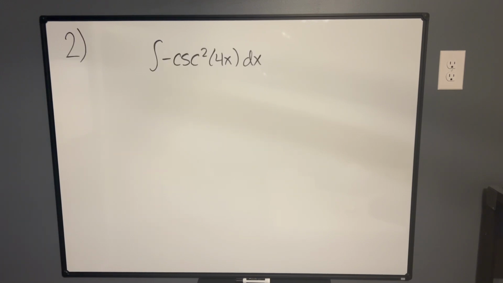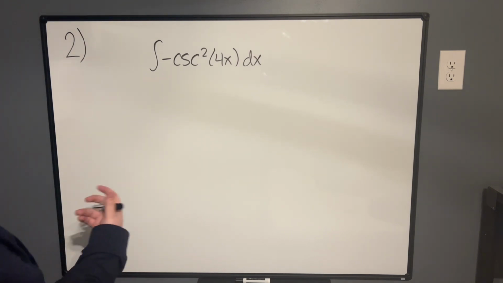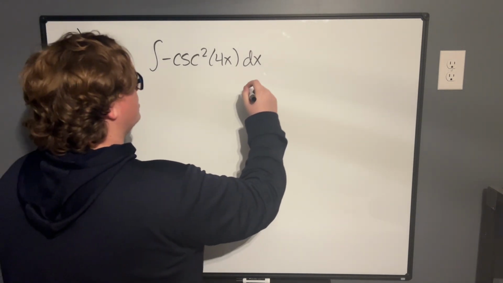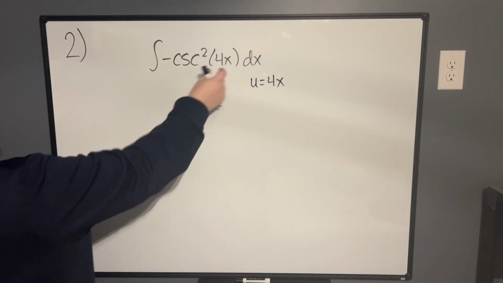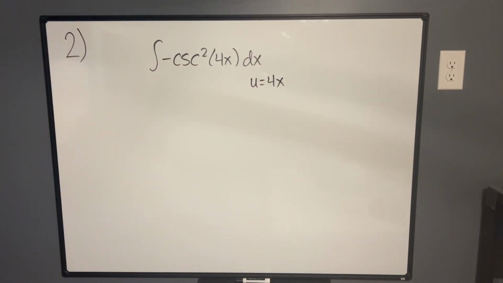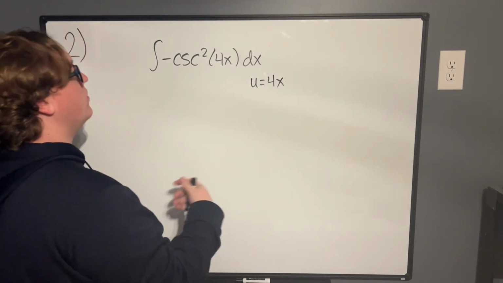All right, so here's the second integral. This is the integral of negative cosecant squared of 4x dx. This one may look a little bit ugly, but there's really nothing too advanced here. This is really just a u substitution. So we're going to say that u is equal to 4x, because that's the input of our function here, and it's not just an x. We need to change that into a u in terms of just one variable.